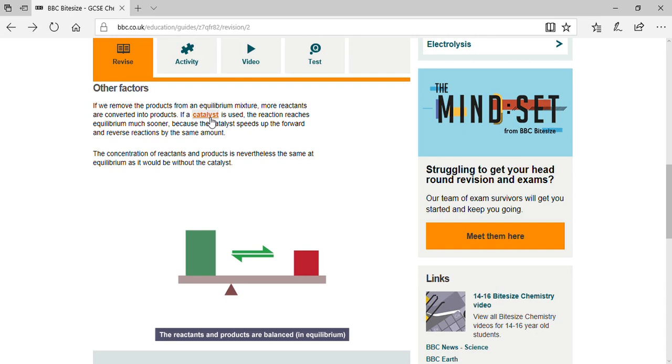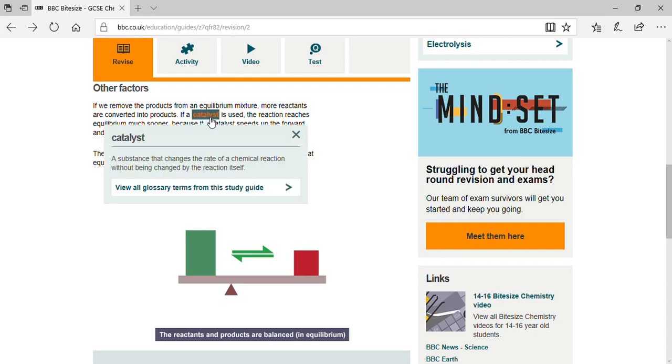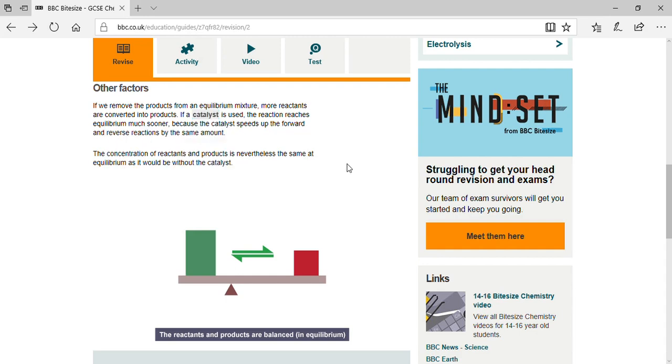Secondly, here you can see the definition of catalyst written over there. A substance that can change the rate of reaction without being changed by the reaction itself. Or you can understand it in this way: catalysts are the substances which alter the rate of reaction but do not take part in the chemical reaction. So the concentration of reactant and product is nevertheless the same at equilibrium as it would be without the catalyst. Clear? Here you can see that the reactant and product are balanced, that means in equilibrium condition.